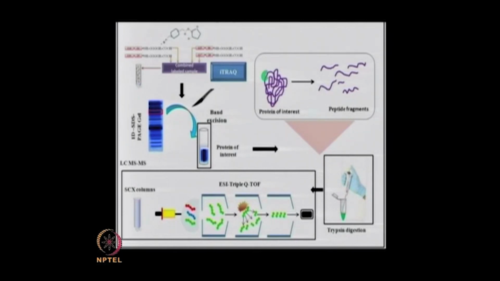Often one or two dimensional gel electrophoresis is applied for separation of complex mixtures of proteins prior to mass spectrometric analysis. In-gel proteolytic digestion of separated proteins is performed to cleave the proteins of interest present within the polyacrylamide matrix. You can see the overview of various steps involved in this process.